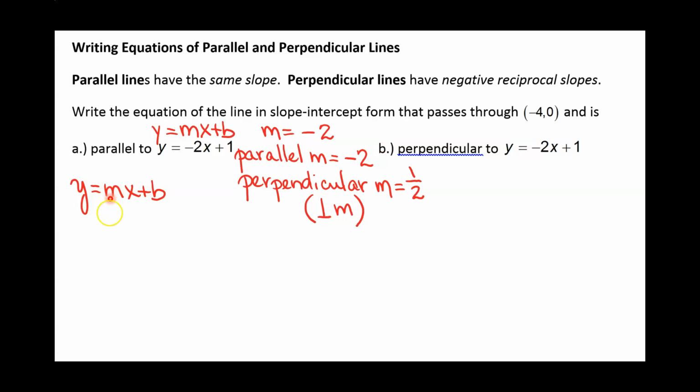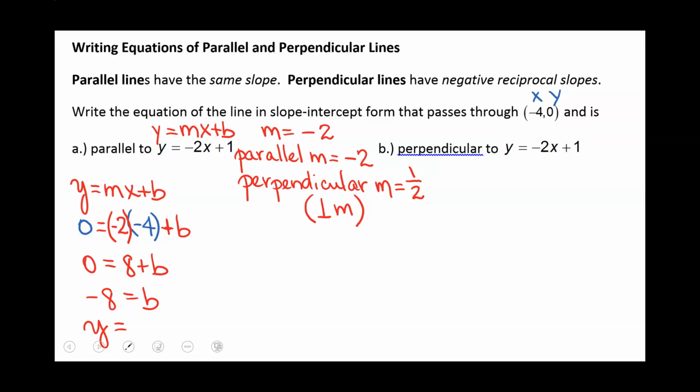So I can come down here and I can put in my slope of -2. And then to find my y-intercept, I can put -4 in for x and 0 in for y. And that enables me to solve for b. So I'll get 0 is equal to 8 plus b, subtract 8 from both sides, and b is -8. So now to write my equation, y equals mx plus b, again, remember that m was -2, and we just found out that b was -8. So we could say y equals -2x minus 8.